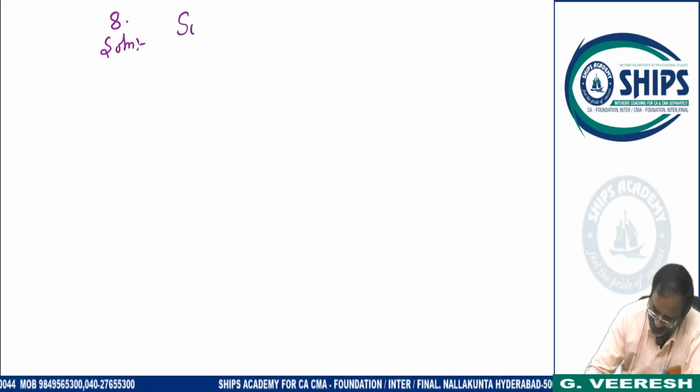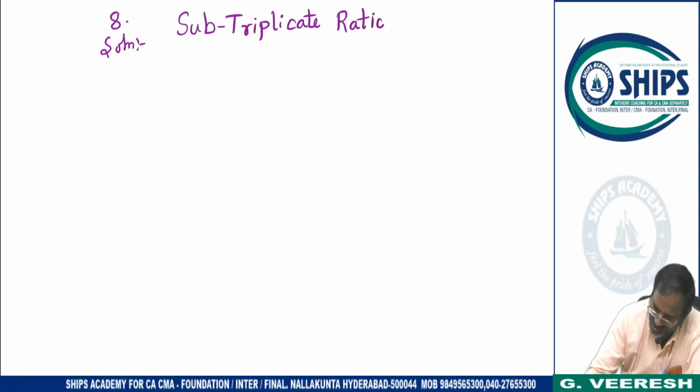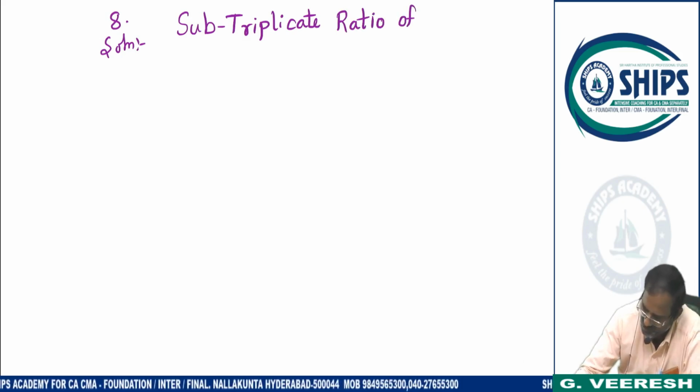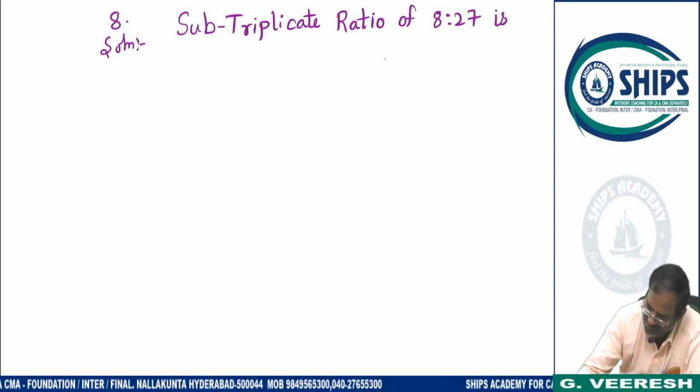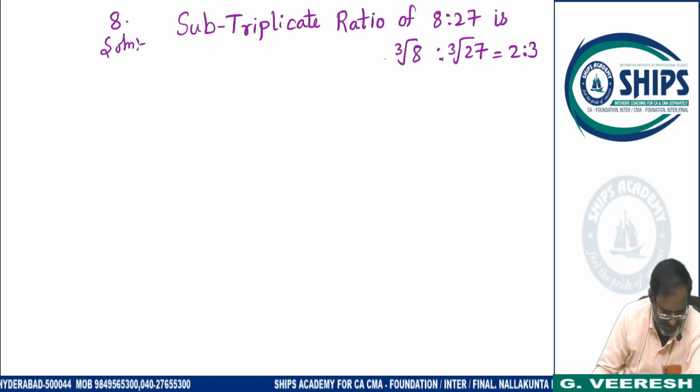Subtriplicate ratio of 8:27 is cube root of 8 is to cube root of 27. So it is 2:3. So which option 2:3 means? C option.